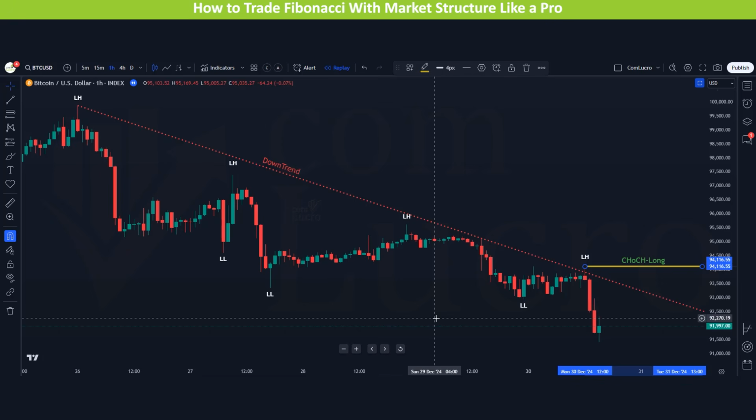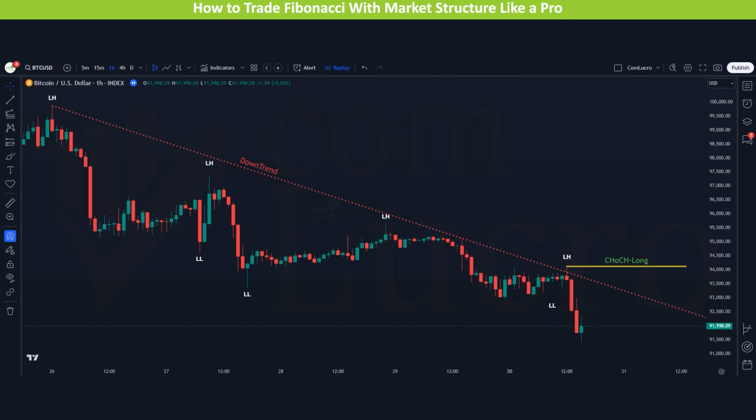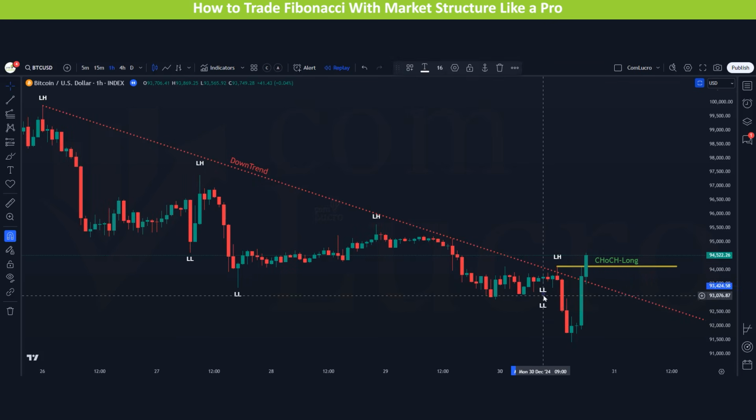Once the CHoCH is confirmed, the next step is to draw the Fibonacci retracement to map potential trade levels that align with the new market structure. By following this method, we keep a structured, disciplined approach to spotting high probability setups while we wait for the trend shift to confirm.